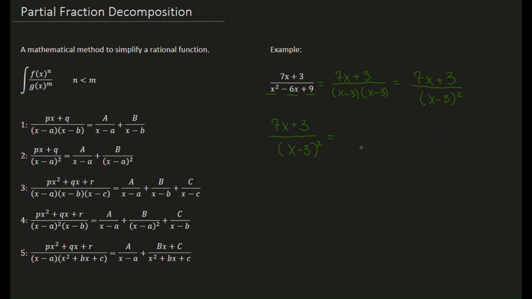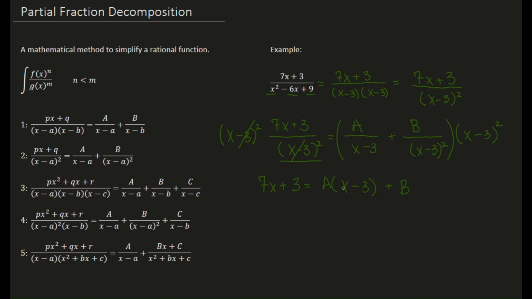So we can write this now as a over x minus 3 plus b over x minus 3 squared. I want to get rid of the denominator, so I multiply it to each side, canceling out on the left side. And again, parts of it will cancel out on the right side. So my function then becomes 7x plus 3 equals a times x minus 3 plus b. I can then pick values for x to solve for a and b.